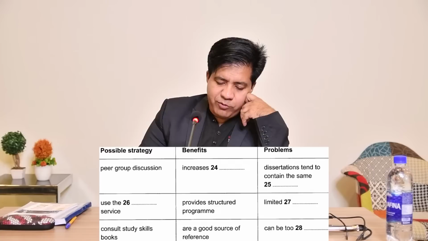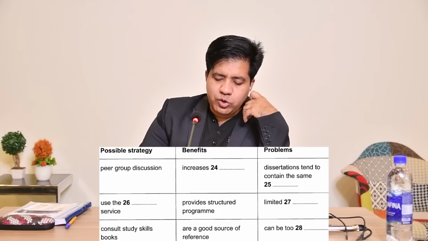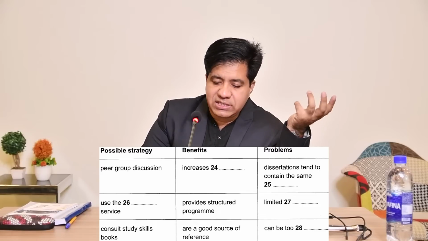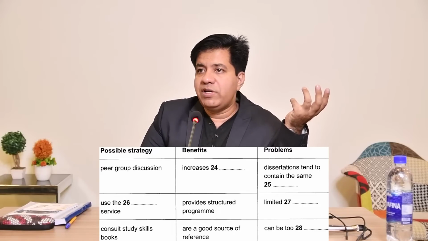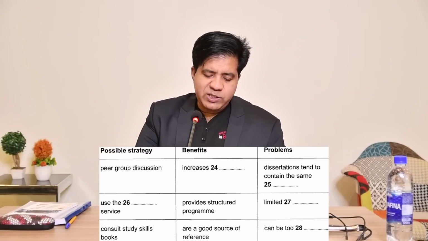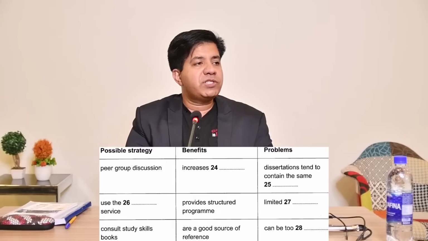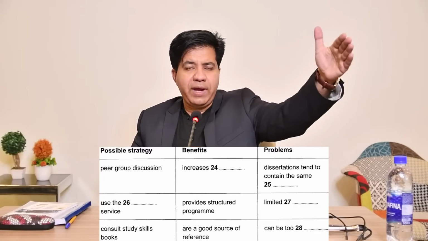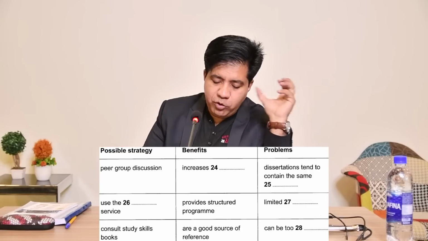Possible strategy. Now we've got this table: possible strategy, benefits, and problems. For benefits, they might use the words advantages, positives, plus. And for problems, they might use the words drawbacks, difficulties, and all that. Now the first thing is peer group discussion. Peer group discussion is where the students are divided into small groups, like two by two, and they discuss something. That is called peer group discussion.